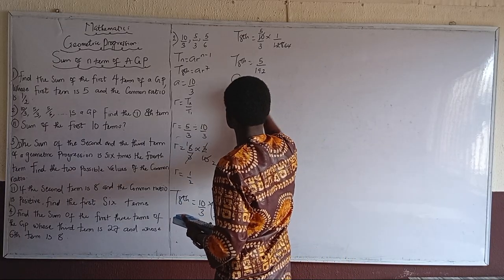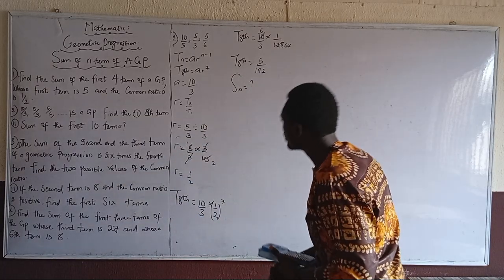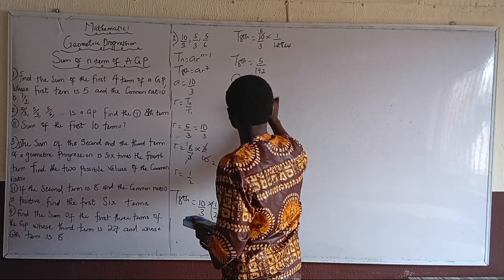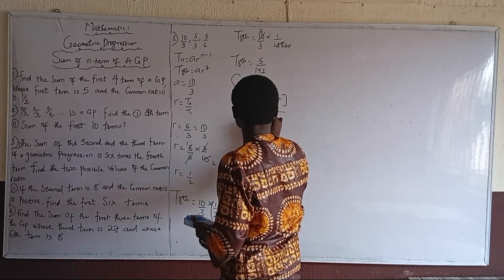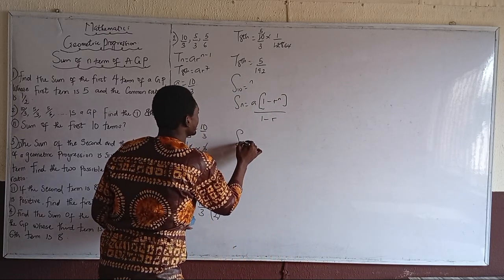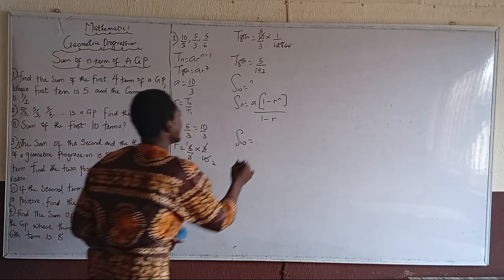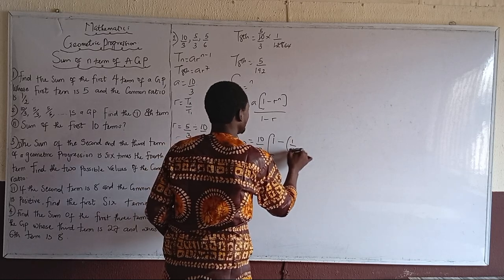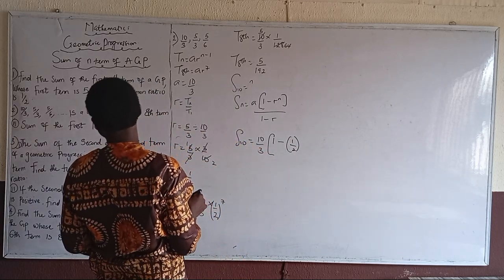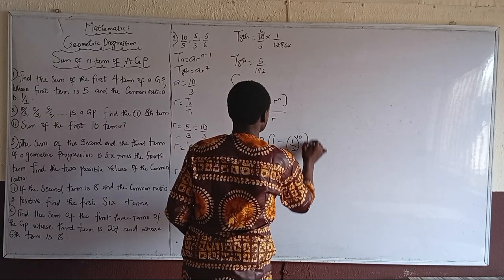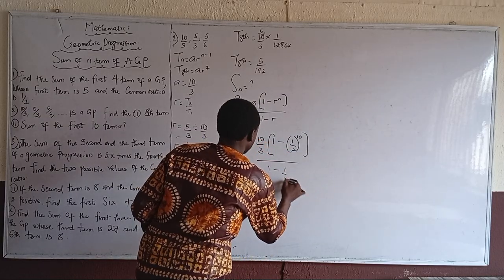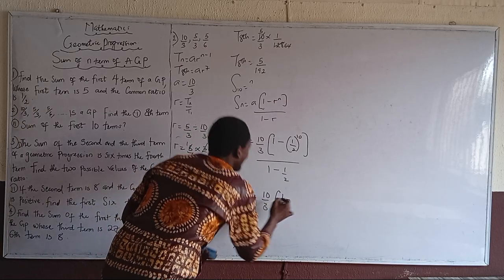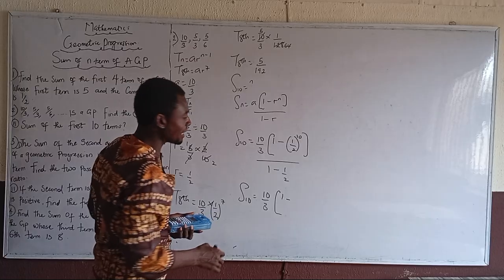I'm looking for S10. Now my r is 1 over 2, which means my r is less than 1. So I use sum equals a open bracket 1 minus r raised to power n over 1 minus r. So my sum of the 10 terms becomes, my a is 10 over 3. I have 1 minus 1 over 2 raised to power my n. Sum of the first 10 terms, my n is 10, over 1 minus 1 over 2. So sum of the 10 terms is 10 over 3. I have 1 minus 1 raised to power 10 is 1.